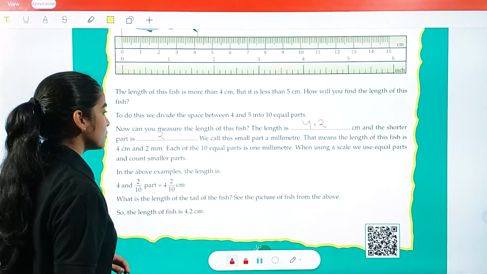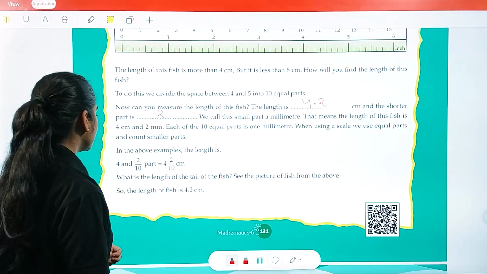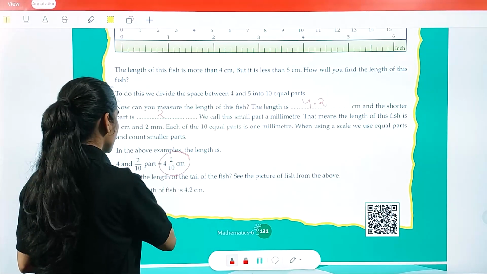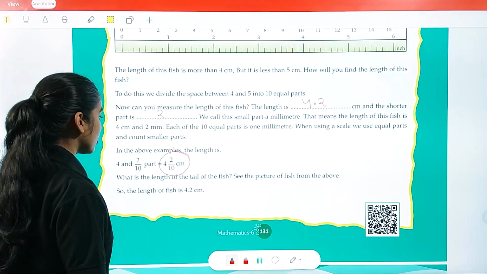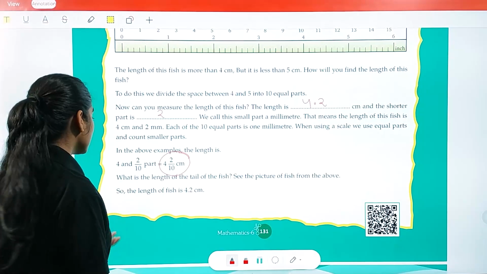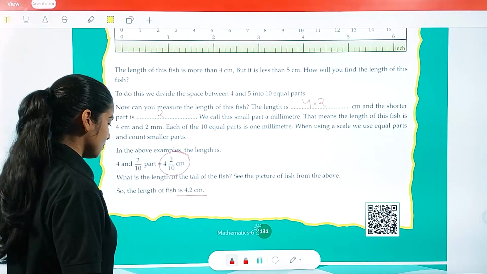When using a scale, we use equal parts and count smaller parts. In the above example, the length is 4 and 2 by 10 part. So this is your measurement in the fraction form. What is the length of the tail of the fish? See the picture of the fish from above, and the length of the fish is 4.2 centimeter.